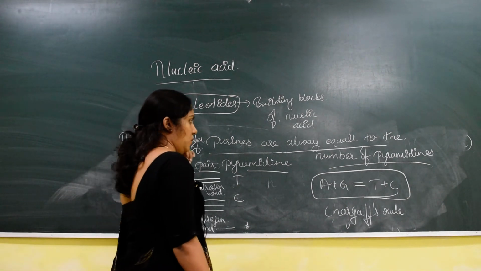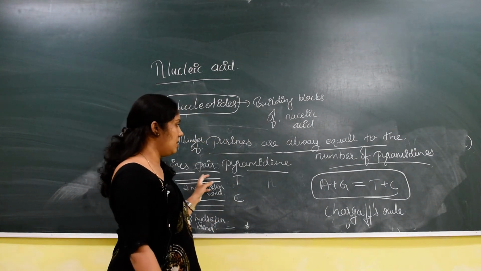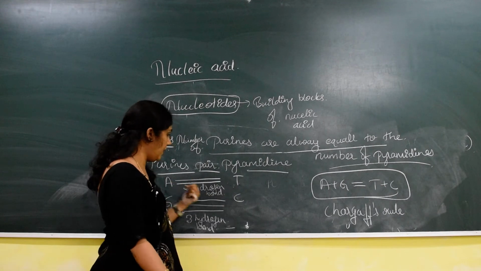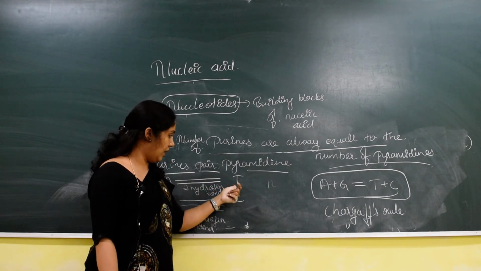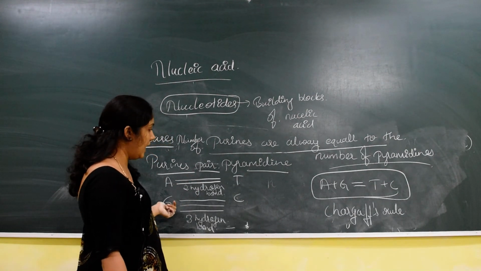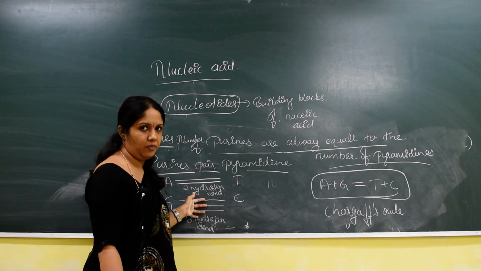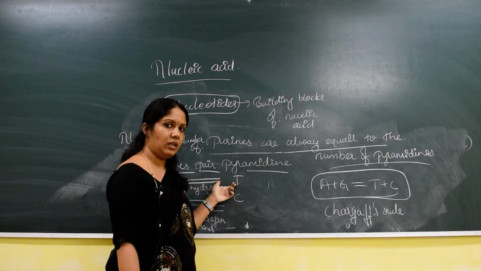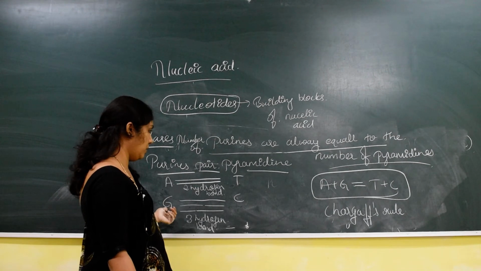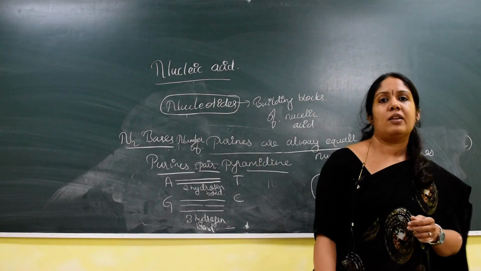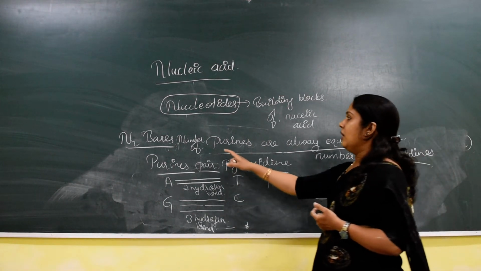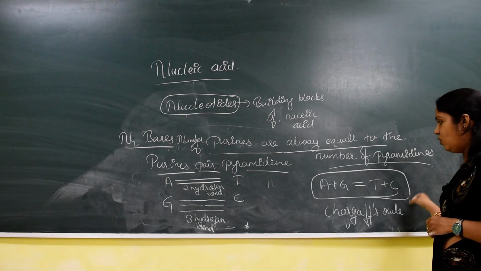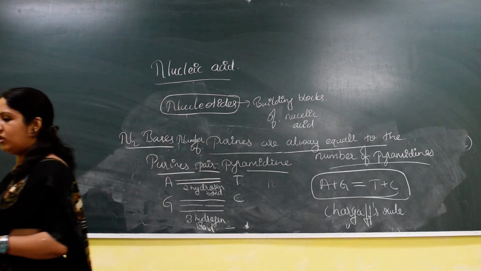So what is it according to this rule? In this rule they say the purines always pair with pyrimidine. Hence the adenine will always pair with thymine. It will not pair with cytosine. The adenine will always pair with thymine with 2 hydrogen bonds in between. Whereas the guanine always pairs with the cytosine with 3 hydrogen bonds. Both contain hydrogen bonds, but the 2 hydrogen bonds are seen between adenine and thymine, whereas the 3 hydrogen bonds are seen between guanine and cytosine. Hence Chargaff put forward one rule: the number of purines is always equal to the number of pyrimidines, A plus G is always equal to T plus C. This rule is called Chargaff's rule. So this is about the nitrogen bases.